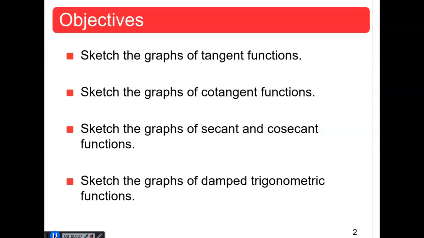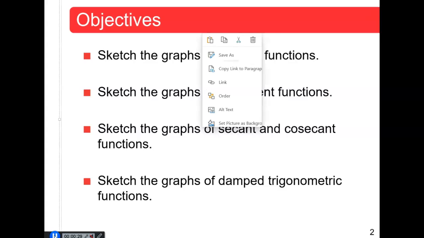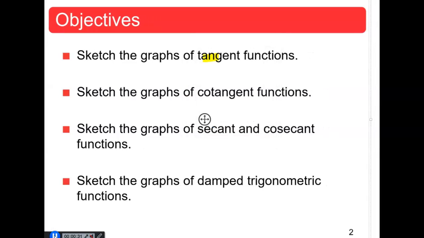And so that will be the tangent function, which we have here. Then we will have the reciprocal of tangent, which is cotangent. And then finally, the other two will be secant and cosecant.